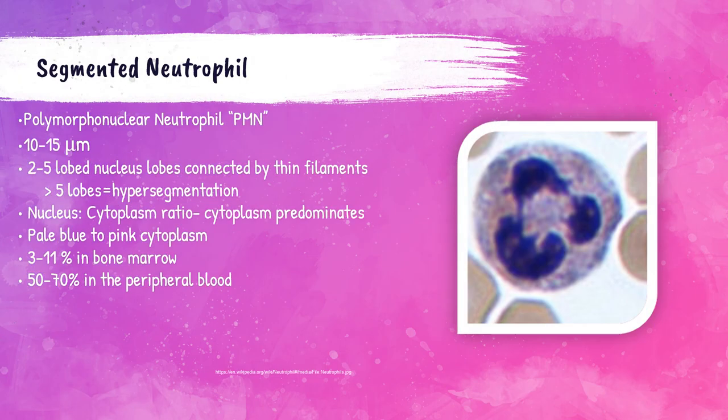The mature form of the neutrophil is the segmented neutrophil, or SEG. These are also called polymorphonuclear neutrophils, or PMNs. They're most commonly called PMNs when discussing them in microbiology. In hematology, we just call them SEGs. They have a 2 to 5 lobe nucleus that is connected by thin filaments. If there are more than 5 lobes to the nucleus, it's called a hypersegmented neutrophil, or hypersegmentation. So in this cell, the cytoplasm predominates, and these account for around 50 to 70% of all the white blood cells in the peripheral bloodstream.